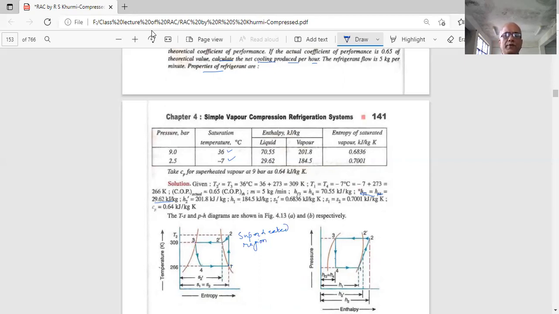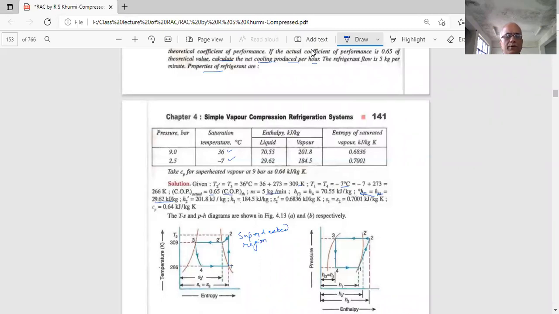So let us find out what is given and what is relevant to our problem. Temperature T2 dash, the maximum temperature, equals T3, given as 36 degrees centigrade, which is equal to 309 Kelvin. T1 equals T4, which is minus 7 degrees centigrade plus 273, so that is 266 Kelvin. Actual COP is 0.65 times theoretical COP, and mass flow is 5 kg per minute.